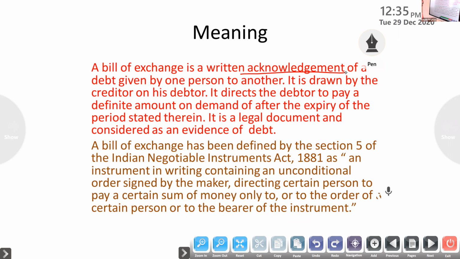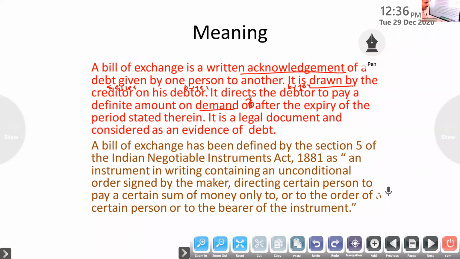It is given by one person to another. It is drawn by, written by the seller. Who is writing the bill of exchange? The seller is writing: give that amount to me after that date. It is drawn by the seller on his debtor, the buyer. It directs the debtor to pay a definite amount on demand, whenever the seller is demanding. That is a bill on demand.